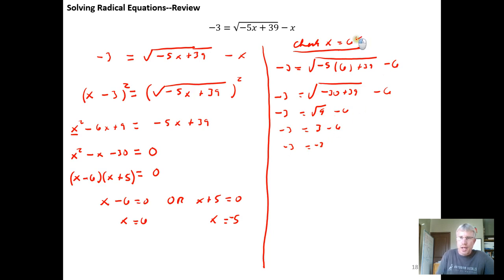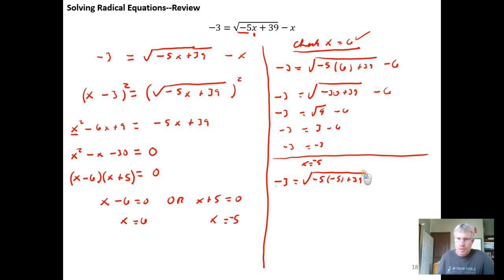So this one checks out. And then we run a check on x equals negative 5. We'll run a check here and see how it works out. So I get negative 3 equals the square root of negative 5 times negative 5 plus 30 plus the 39 that was already in there, and then it's minus negative 5, and then we just grind through and see what happens.